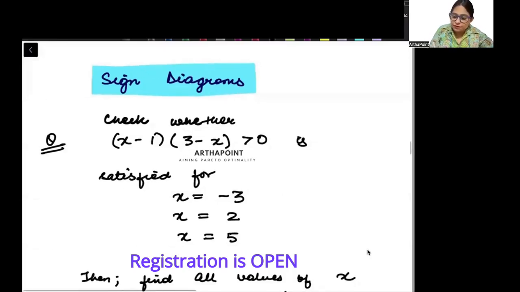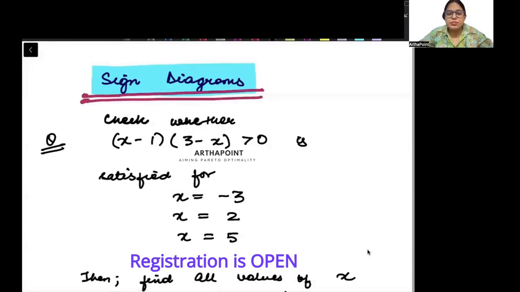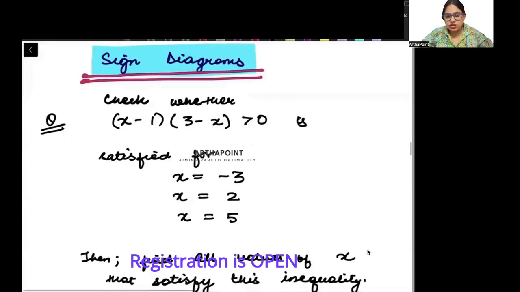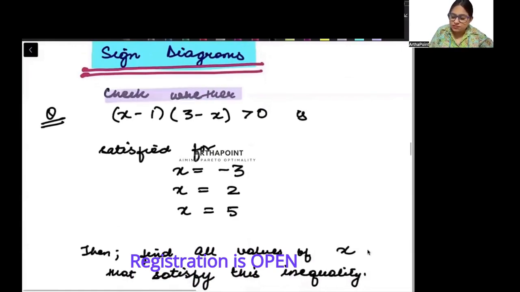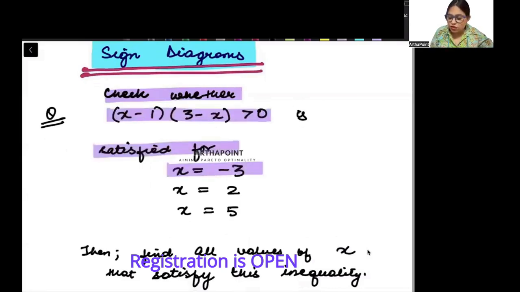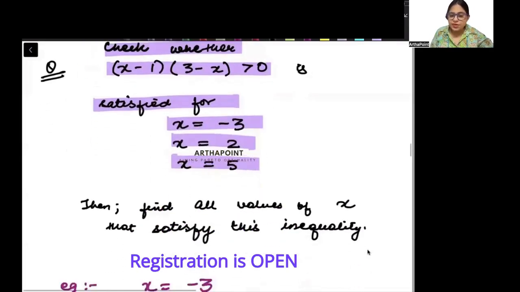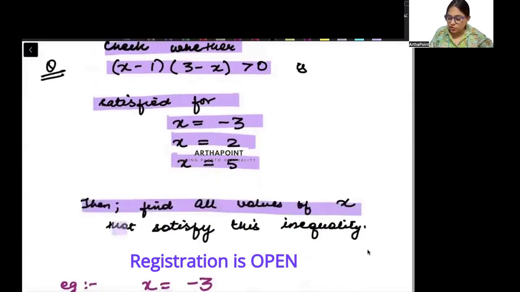So today we will try to understand how to use sign diagram to solve for inequality. Okay, let's look at the question first. It says check whether (x minus 1)(3 minus x) is greater than 0. Is it satisfied for these three numbers? Then find all values of x that satisfy this inequality.